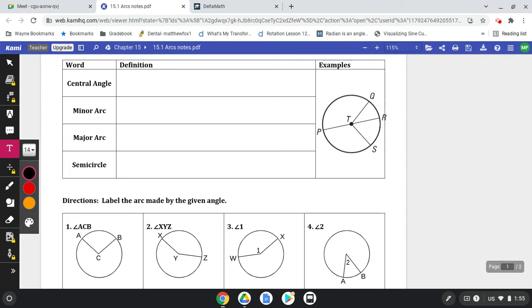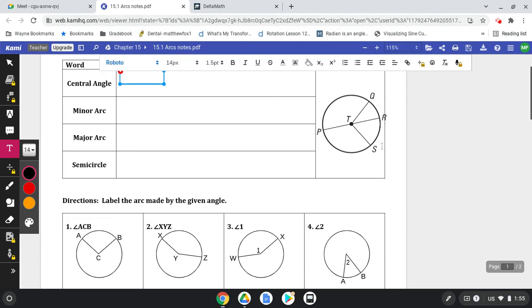Today we're specifically going to talk about arcs, but first let's talk about the central angle. So we do have some vocabulary today. The central angle is an angle whose vertex is the center of the circle.